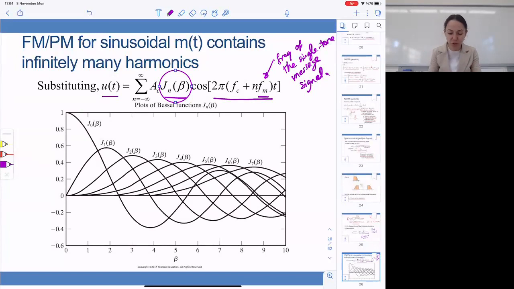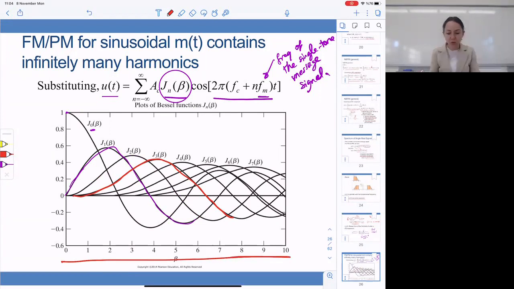This is the Bessel function of the first kind of order n. Order 0 looks like this. Starts at 1 around 0 and then oscillates. Order 1 goes like this. Order 2 goes like that. Order 3 goes like that. Now, order 3 is here.